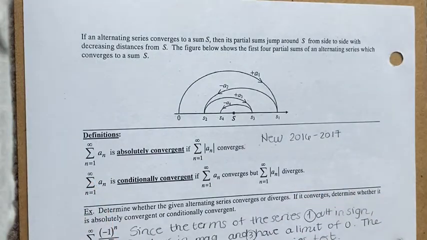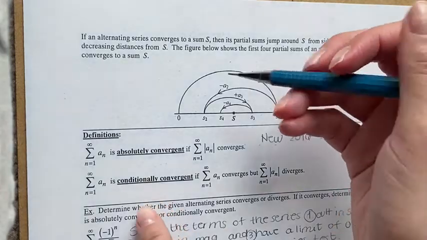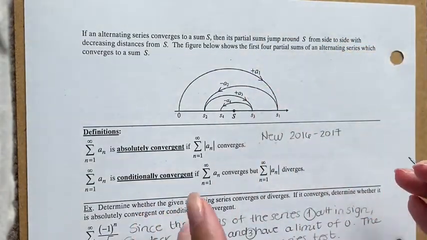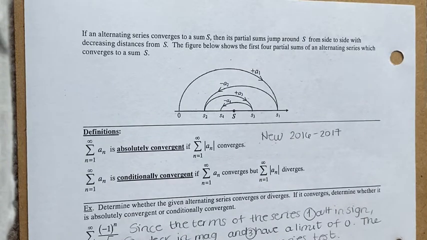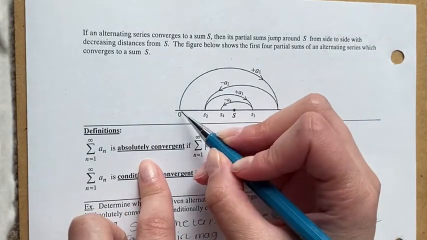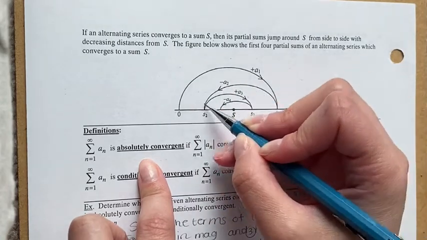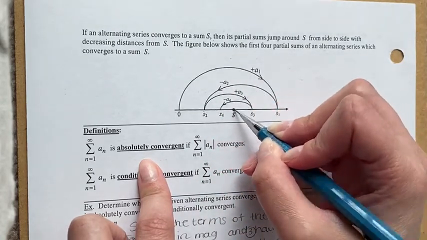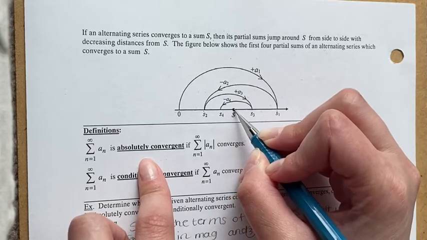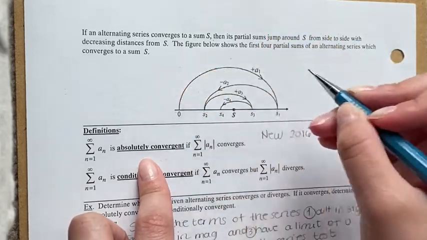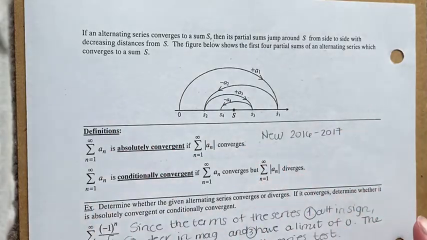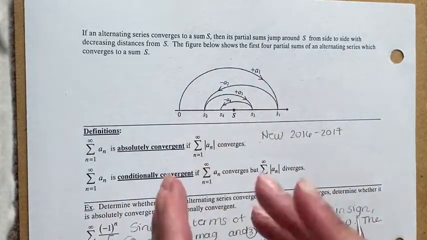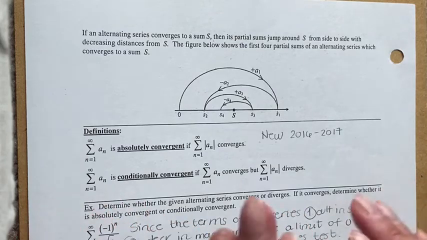Summarizing, in an alternating series, what you know is that an alternating series converges to a sum, specifically S. Then its partial sum is going to be jumping around this S from side to side, with decreasing distances from S. Meaning, let's say that we start here, then we jump here, then we jump here, here, and so forth until we reach the convergence point, which is S. Okay, the figure below shows you how it works. This is what happens in an alternating series when it converges.